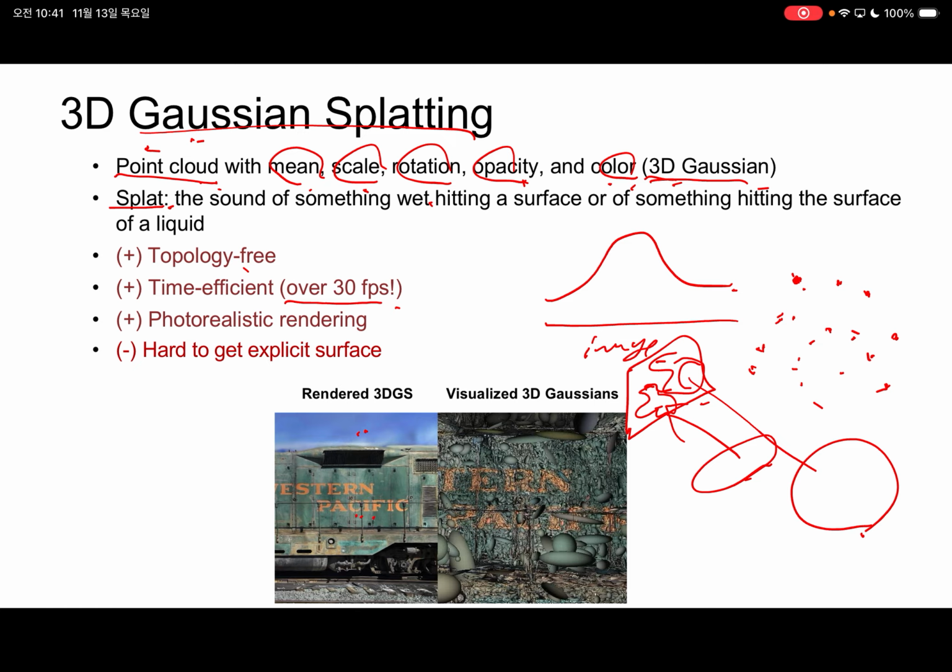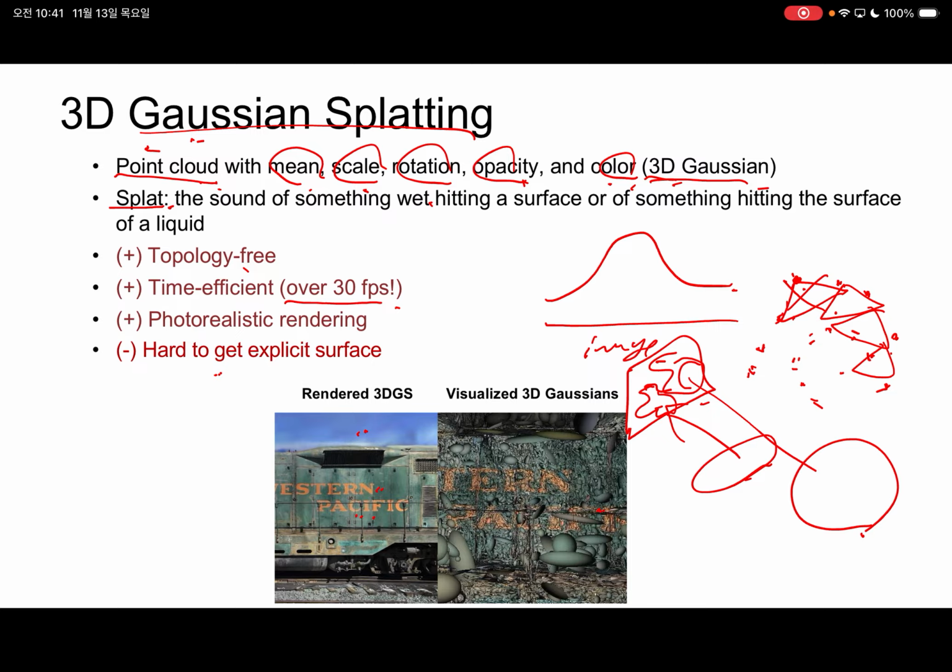Image quality is quite good, but one limitation is that it is hard to get an explicit surface, because each point becomes a 3D Gaussian, so there is no concept of a surface. A mesh has an explicit surface, but 3D Gaussians do not. There is no connectivity, no triangles. That means there's no surface, just a set of points, where each point becomes a 3D Gaussian. So this is the rendered 3D Gaussian splatting, and this is the visualized 3D Gaussians.